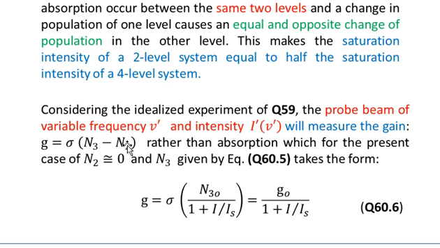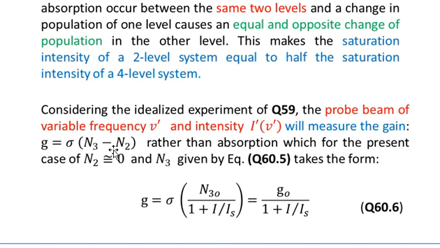But if we are using n2 minus n3 over here, then this g will be replaced by alpha, which will be the absorption coefficient. But here since we want to calculate the gain coefficient, we have written g is equal to sigma times n3 minus n2. And we are using the same sigma both for n3 and for n2.